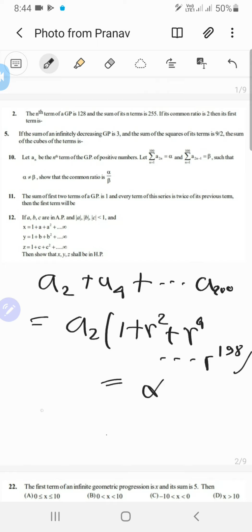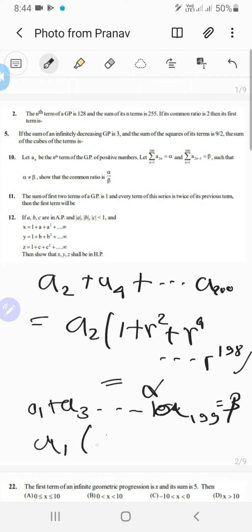Okay, and then you have all the odd terms, all the first 100 odd terms. You have a1 plus a3 all the way till these 100 things. So you put 100 in this, you get 200 minus 1, which is 199, I mean a199. This is equal to beta, so you get a1 into this same thing, 1 plus r squared all the way to r to the 198. That's beta.